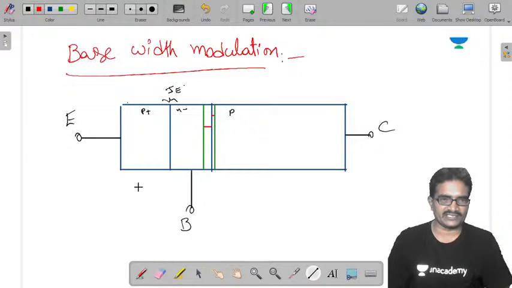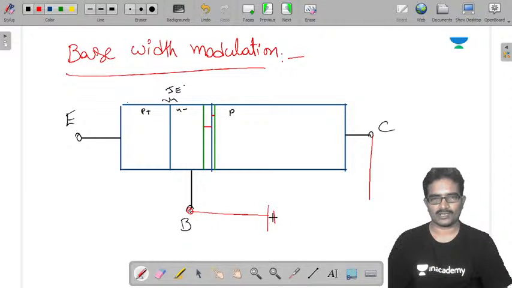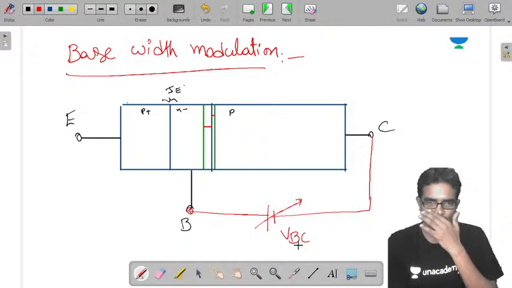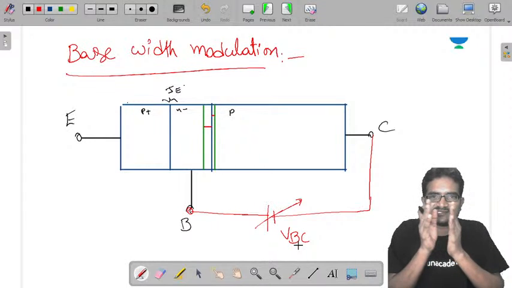Now when it is reverse biased, here is VCB, reverse biasing. As I increase the VBC value, this is VBC. So when it is reverse biased more, increasing the reverse voltage, the depletion region width at the collector junction is increasing.